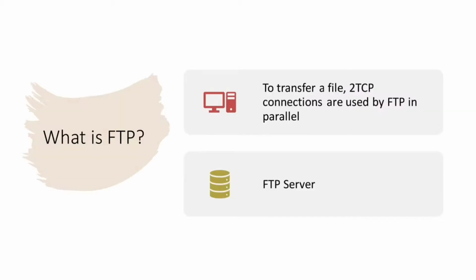What is FTP? FTP is a file transfer protocol which is used to transfer a file. While transferring the file, two TCP connections are established in parallel, that is data connection and control connection. First we create an FTP server and after that we save all our files inside it. Basically, to transfer files with the help of the internet, the FTP server is created. Users can connect with the FTP server and download the files from it.